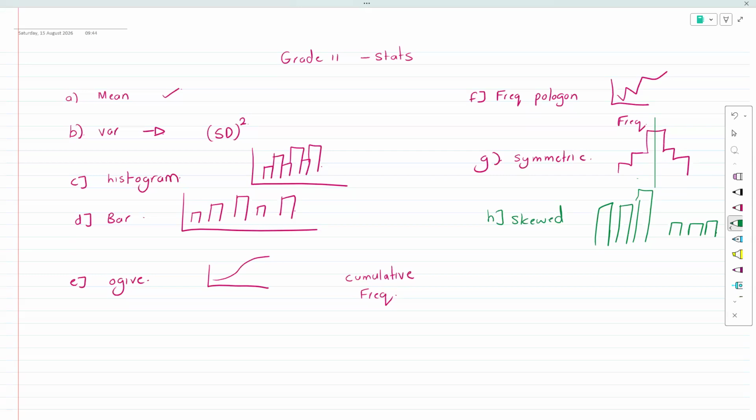That's what skewed means. And the last one is, what is an outlier?